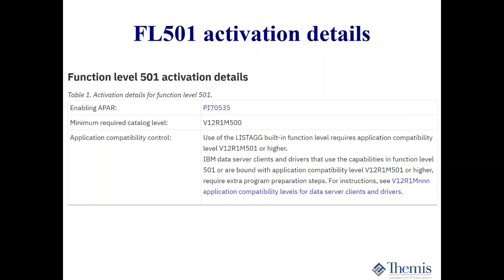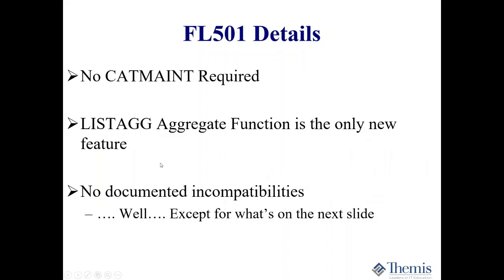It's a built-in function called LISTAGG. I actually saw some discussion on the Db2 listserv a few weeks ago where somebody was asking for this exact functionality. And I actually replied and said, well, if you're on version 12 and you've activated at least V12R1 M501, then you have this functionality in the form of the LISTAGG function. All right, so no catmaint required, only one new feature, LISTAGG built-in function. No documented incompatibilities. Well, I'll give you one.